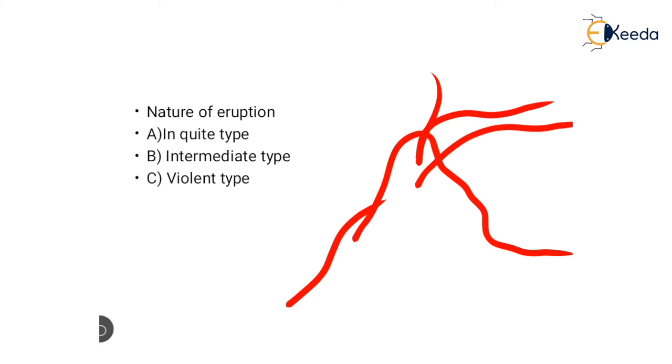But in the violent type of eruption, lava comes out with very high explosive power because this lava contains a large amount of gases. So in violent type volcanoes, there are explosive eruptions with lava that is acidic in nature and of high viscosity. So it comes out very explosively.